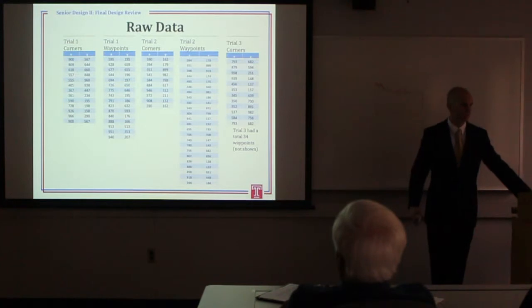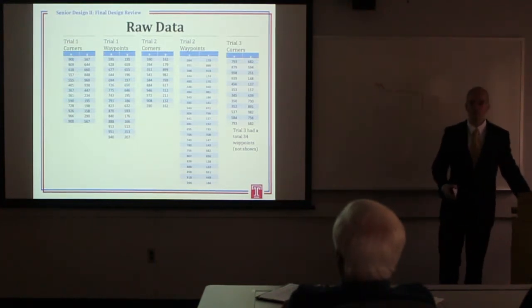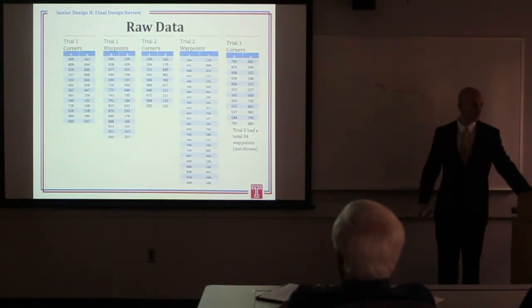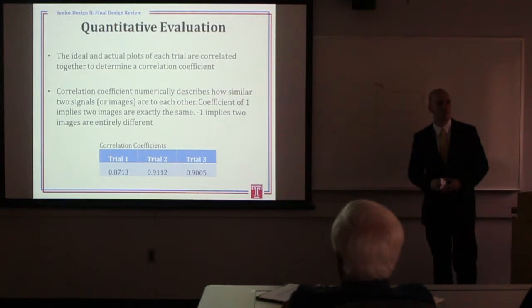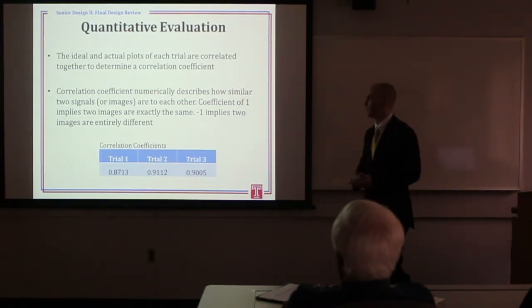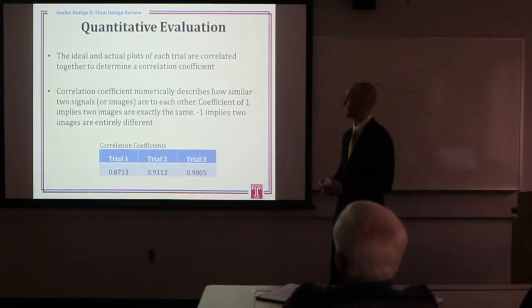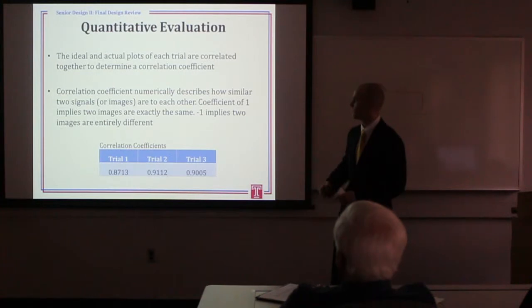This raw data is nothing but the coordinates that we actually traced while we were doing the actual states. We mapped those coordinates on top of the ideal points that we wanted to have, and we got this correlation.